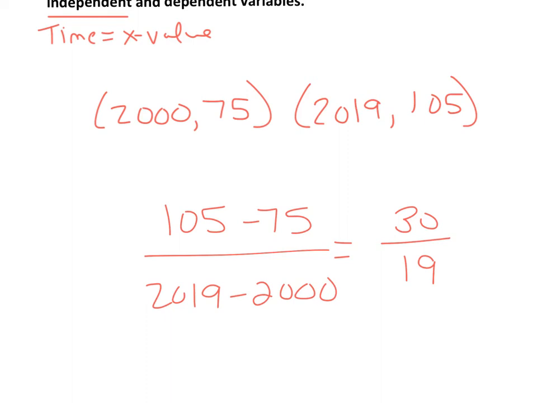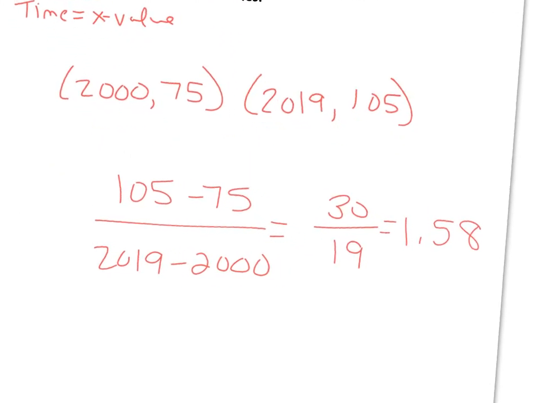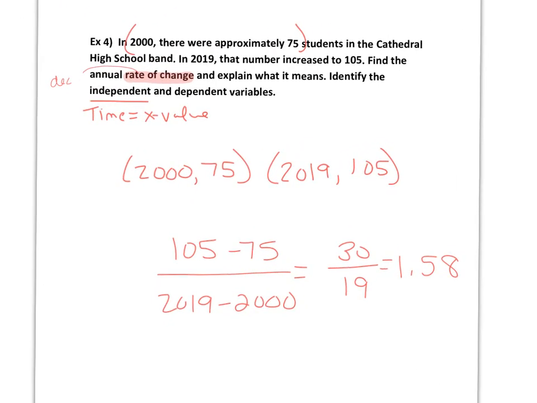So when you take 30 and divide by 19 in your calculator, you're going to end up with 1.58 rounded off. Now you can give me 1 or 2 decimal places, it's fine because the directions didn't specify what to do there. Just as long as it's rounded off correctly, I'll take either one. And then let's come up with our label. If I'm thinking about these top numbers here, 75 and 105, that would be students or band members, however you want to say that. So I'm just going to put students per, and then I've got years on the bottom, so per year.